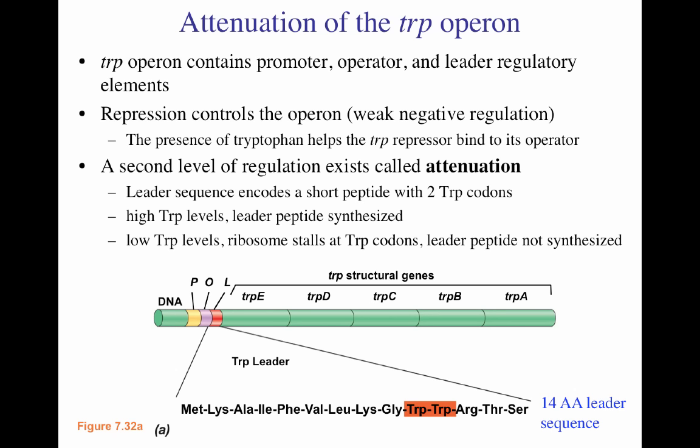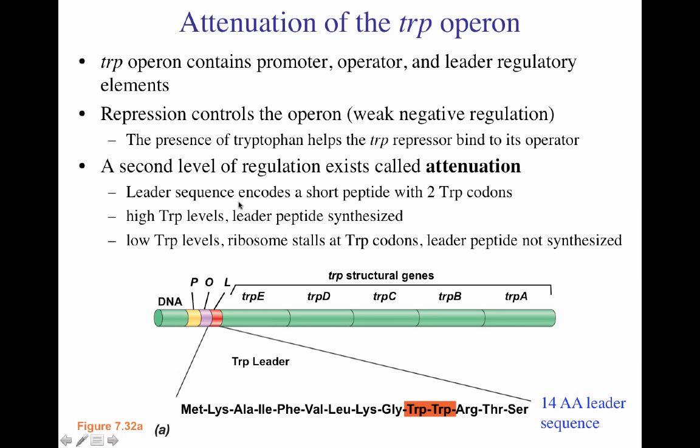Attenuation requires a leader sequence. So here in this image, you have the promoter, the operator that is controlling negative regulation, but you also have a leader sequence. This leader sequence is a sequence of RNA that encodes for 14 codons for 14 different amino acids. But highlighted here in red, I want to point out that you have 2 consecutive tryptophan amino acids present in the leader. Then the structural genes include the trpE, trpD, trpC, trpB, and trpA genes.